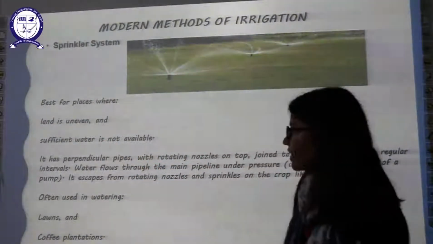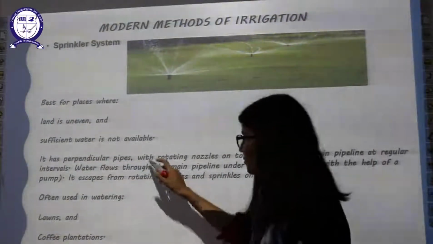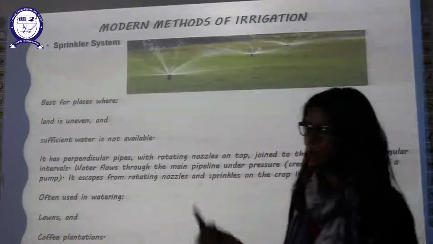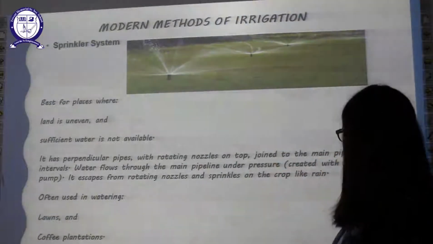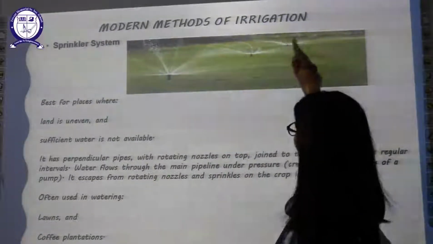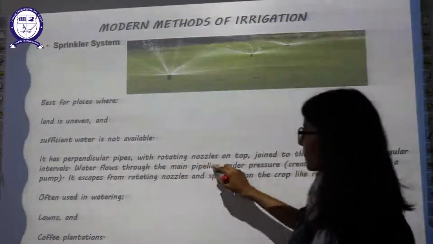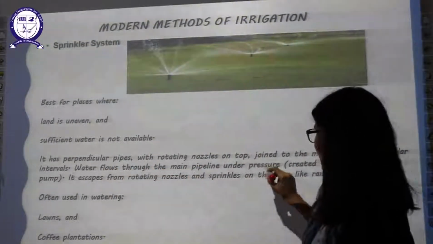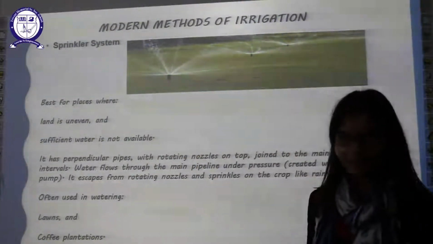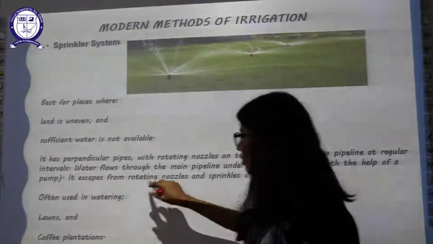It has a perpendicular pipe. You know what perpendicular is? A 90-degree pipe which rotates the nozzle. This is the perpendicular pipe and this is the nozzle which can rotate 360 degrees, joined to the main pipeline at a regular interval. So all these sprinklers are joined by a main pipeline. Water flows through the main pipeline under the pressure created with the help of a pump. It is attached to the pump which creates the pressure and allows the water to move in the main pipeline. It escapes from the rotating nozzle.